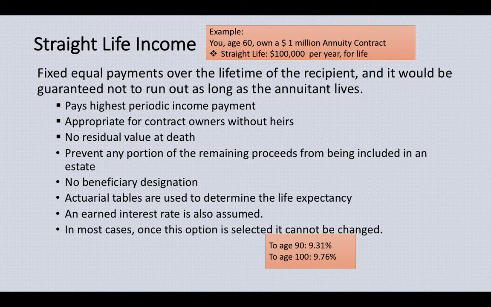So this is the nature of an annuity. You have to understand annuity is to protect you when you're living too long, right? So it's for your life. That's the concept there. The longer you live, the more benefit you have from the annuity products. Okay, so this is the straight life income option.